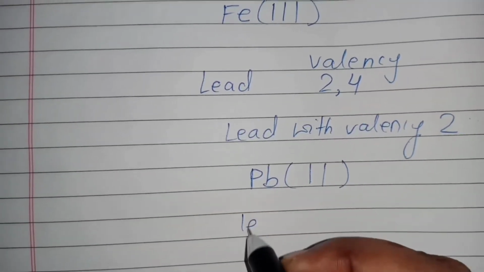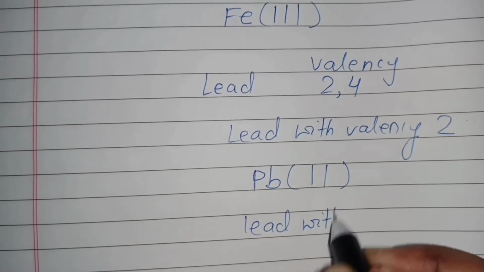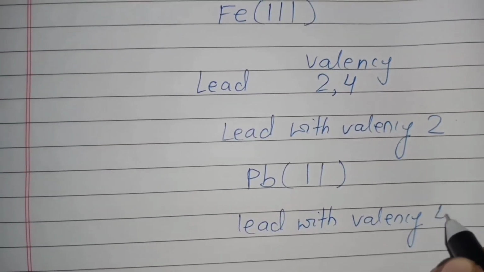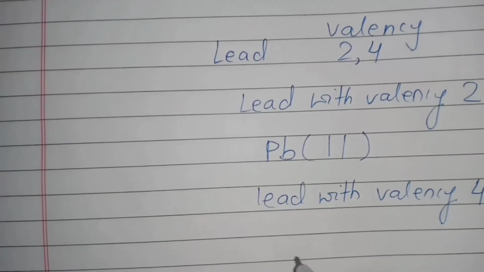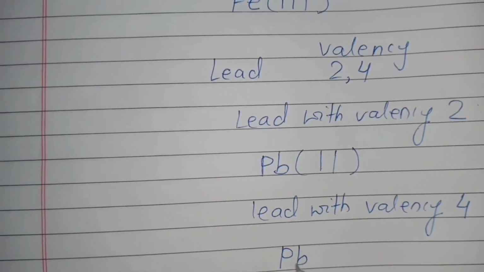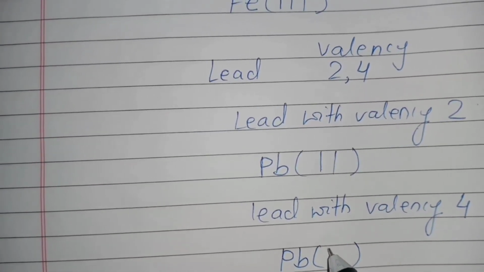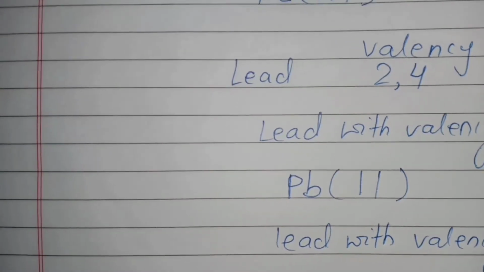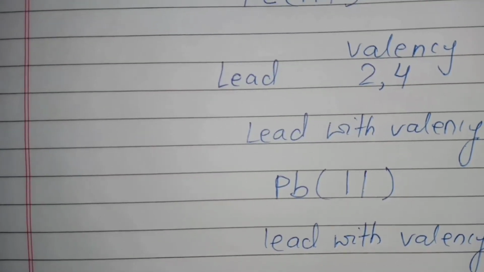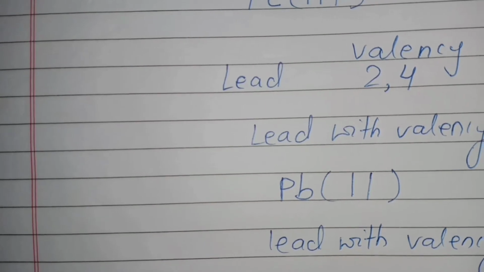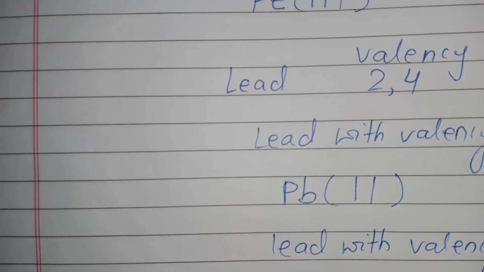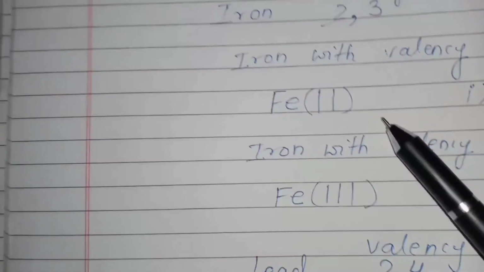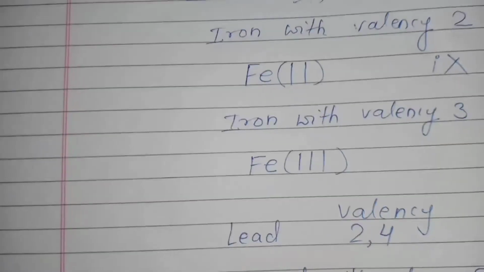Now lead with valency 4, how to represent it? Pb, and in the bracket we will write the capital Roman numeral 4. So in this way you will represent the valency of an element which has more than one valency. The element which has more than one valency, you will write like this.